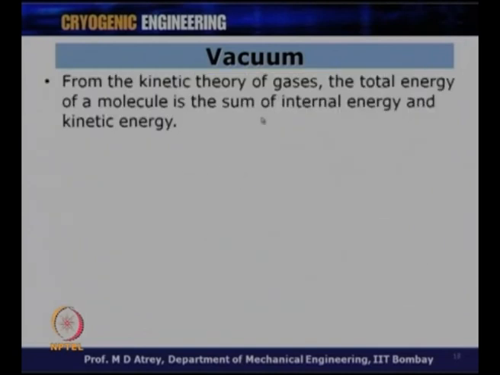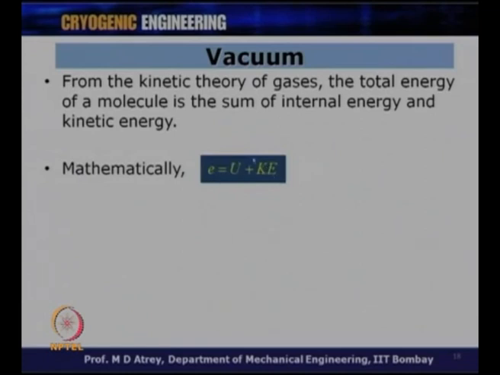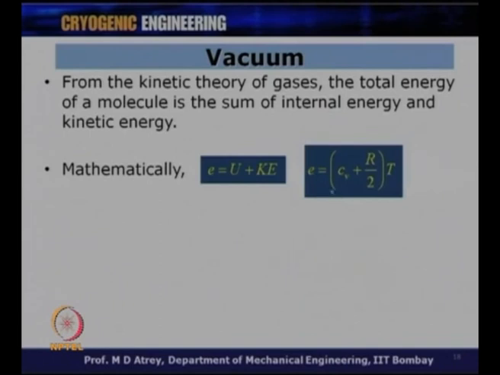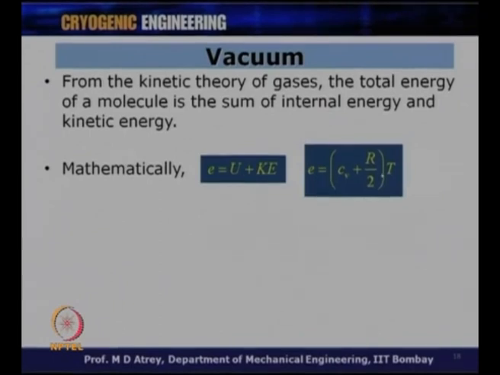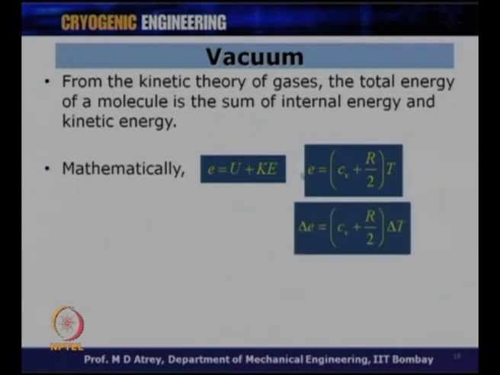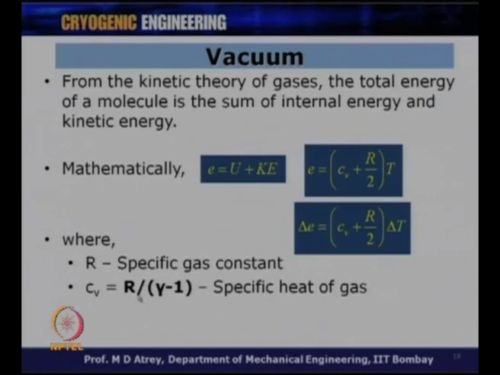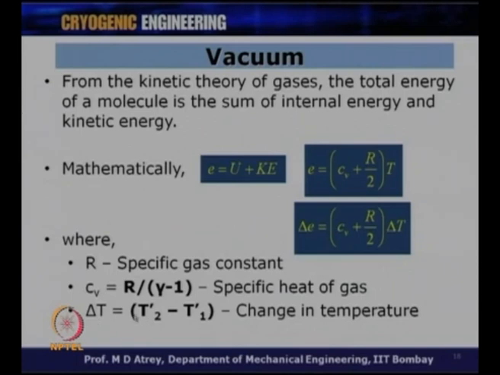From the kinetic theory of gases, the total energy of a molecule is the sum of internal energy and kinetic energy. By neglecting other energies, we can say mathematically that E is equal to U plus Ke. This is what is given by the kinetic theory of gases. Now, E is equal to U plus Ke, which is Cv into T plus R by 2 into T. Kinetic energy is half RT, while internal energy U is Cv T. All right, so I am just writing those values, and therefore delta E is equal to Cv plus R by 2 into delta T, where R is the specific gas constant, Cv is equal to R upon gamma minus 1, where gamma is nothing but Cp by Cv, and delta T is the actual delta T, which is T2 dash minus T1 dash. This is why we are doing this.